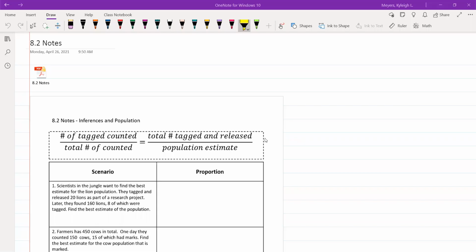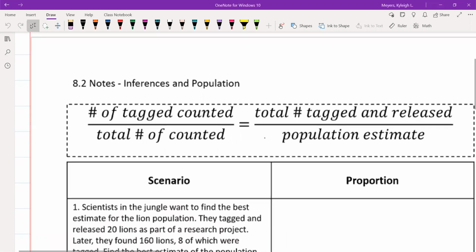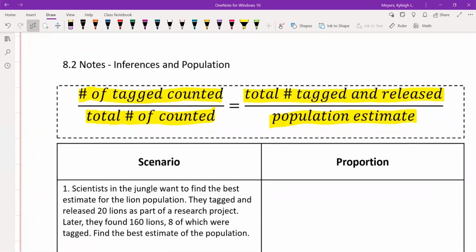All right, so we are going to talk about population and predictions or inferences we could make using that population. So you're going to do that using this proportion. You're going to want to kind of remember this proportion a little bit, but the worksheet will have this proportion written. Really what we're doing is estimating that population size for most of the time. So that's generally going to be what you're finding.